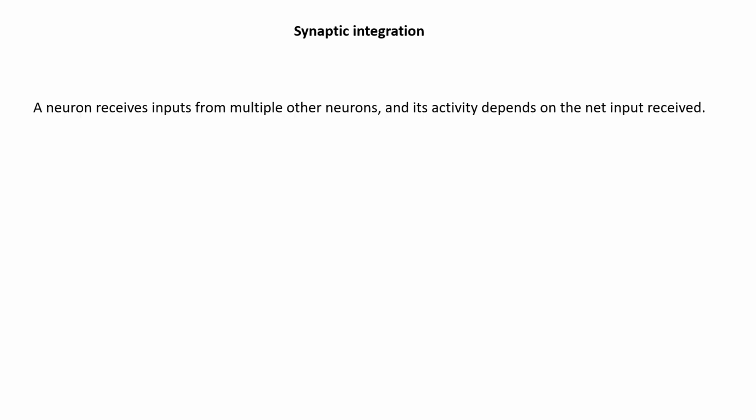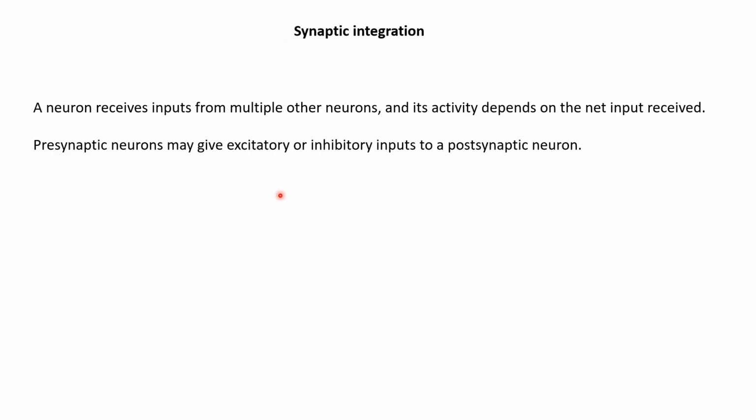A neuron may have multiple dendrites, and each of these dendrites may form multiple synapses. So the final activity of the neuron will depend on all these inputs that the neuron is receiving. And this combination or integration of all these inputs to determine the final activity of the neuron is known as synaptic integration. These inputs are nothing but basically the postsynaptic potentials that are generated in a neuron when neurotransmitters come and bind to its receptors.